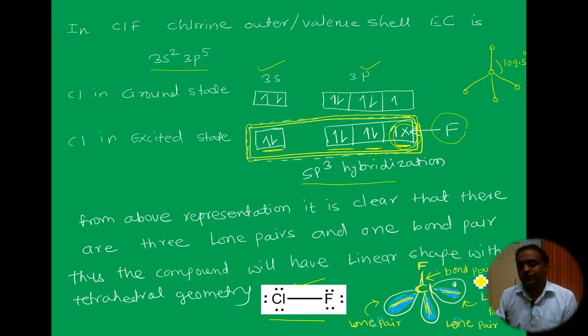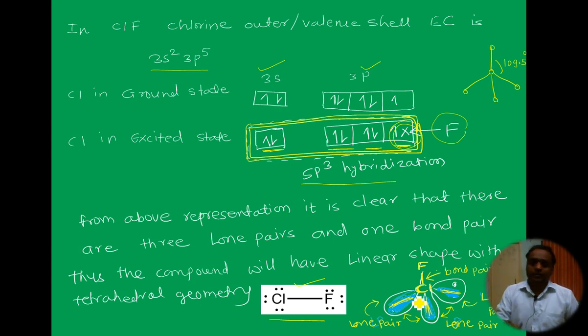It is 180 indeed. Although these lone pairs can repel each other, the repulsion will not result in any distortion because there are only 2 atoms, chlorine and fluorine. So there is no change in the bond angle. The bond angle will be 180. This is very straightforward.